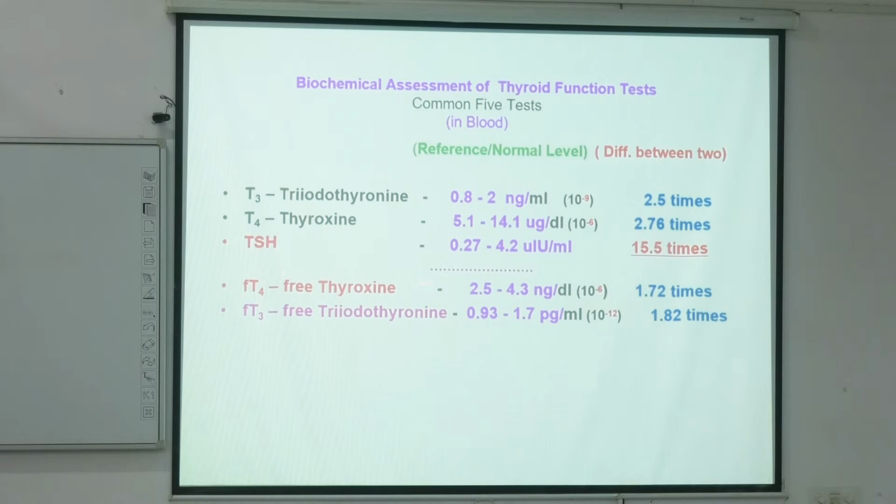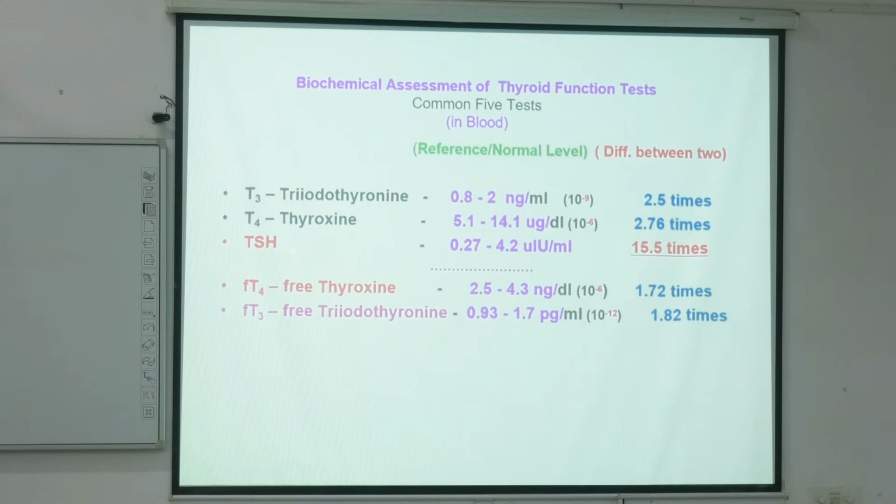TSH is present in a different range. So there is a 10 to the power minus 6 difference. Can you imagine the difference? There is such a high difference of concentration, 10 to the power minus 9, 10 to the power minus 6, 10 to the power minus 12. So the regulation operates between 10 to the power minus 6 and 10 to the power minus 12 gram concentration.